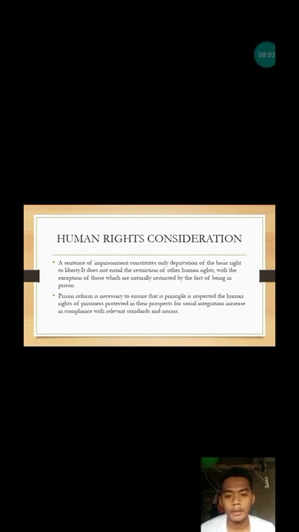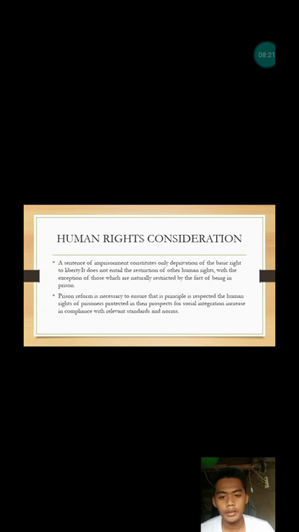So, the human rights considerations: the restriction of human rights, with the exception of those which are naturally restricted by the fact of being in prison.